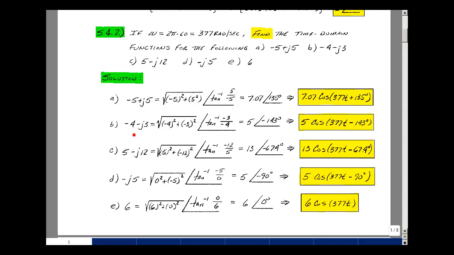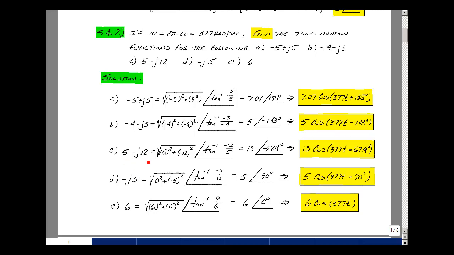For our next function, we'll take the real part squared plus the imaginary part squared, -4 squared, and then -3. We don't square the j, and that turns out to be 5. And the angle is the arctangent of the imaginary, which is -3, over the real, which is -4. That's a minus 143 degrees, and that's in the third quadrant, which is consistent with this. Our transformation becomes 5 times the cosine of omega t minus 143.